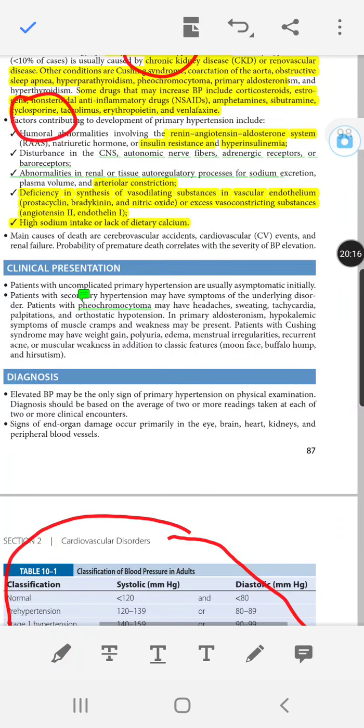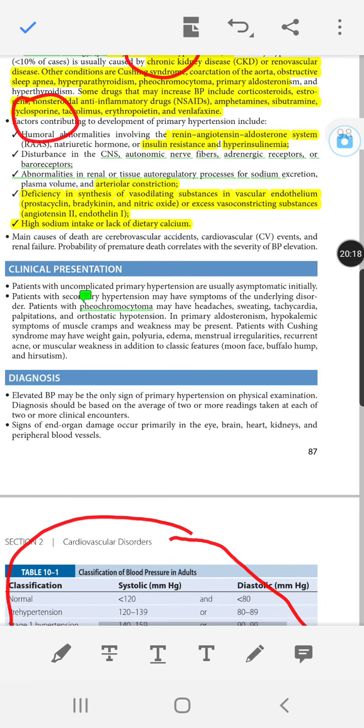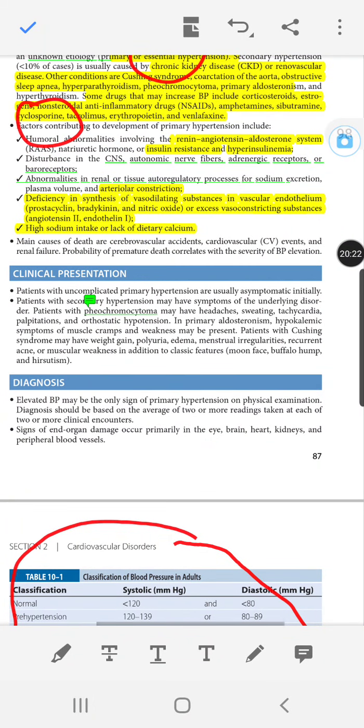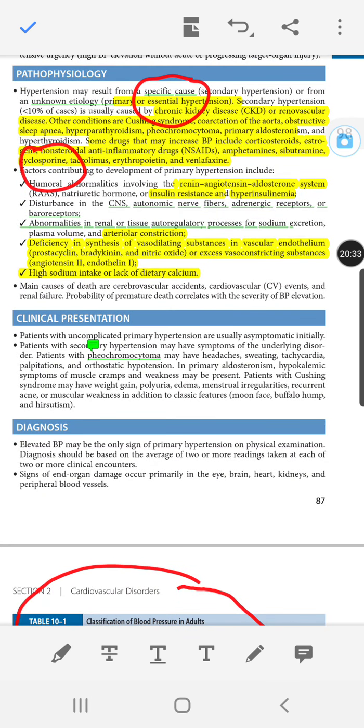Probability of premature death correlates with severity of blood pressure elevation. If there is an extremely high blood pressure, you may suffer a cardiovascular event, cardiovascular damage, or renal failure. So this is the pathophysiology.